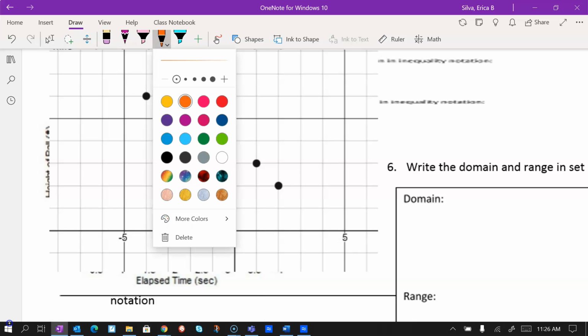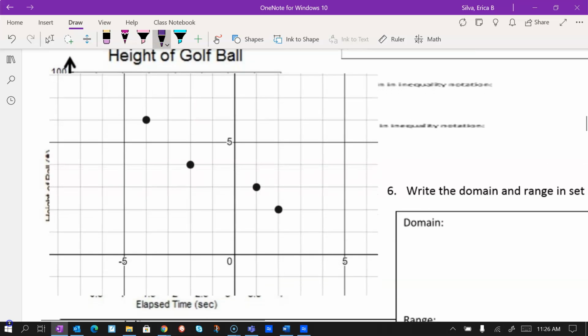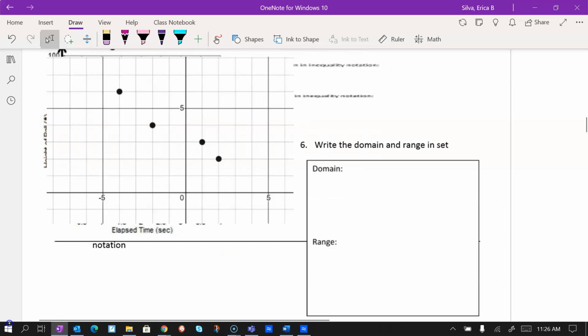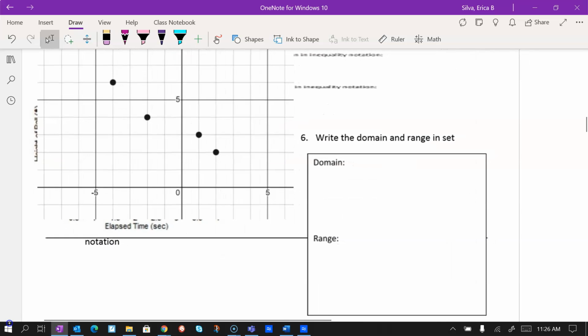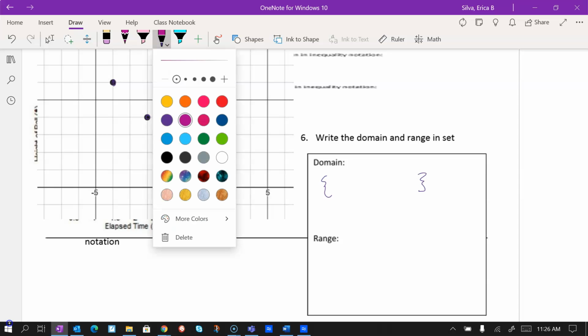Okay, let's look at this problem. Notice how this is a discrete function. So it's discrete because we have points and they're separated. So for my domain and my range, we're going to write it as a set.